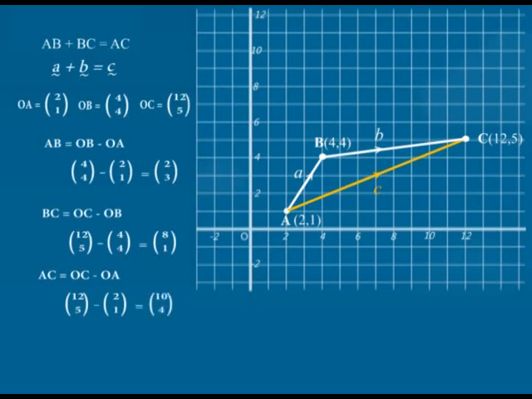Now we add AB plus BC. (2, 3) plus (8, 1) will give us (10, 4), which is also AC. And so it's true that vector A plus vector B is equal to vector C, or AB plus BC is equal to AC.